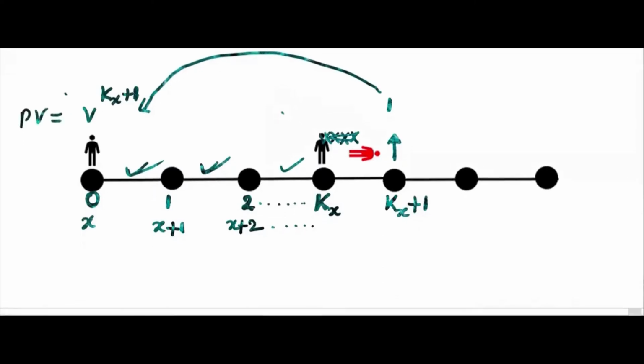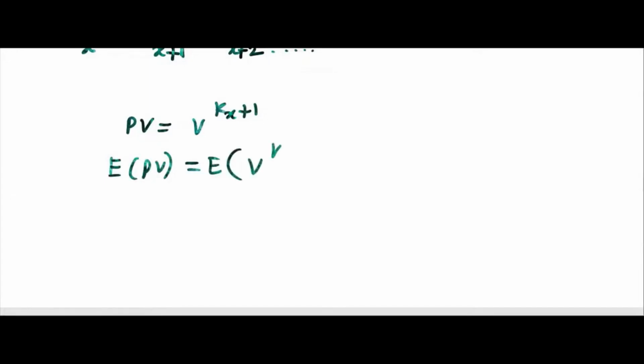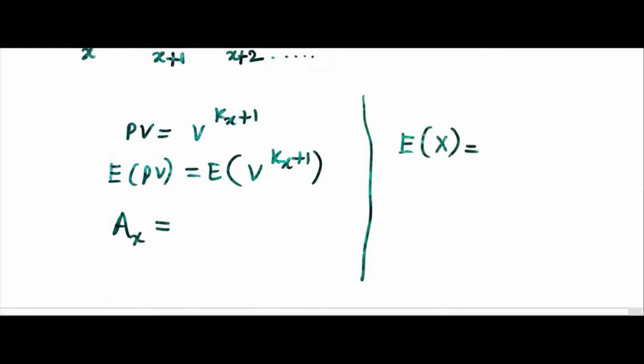Then I have to find the expected present value. Let me write PV. That is v power Kx plus 1. Then I need to find the expected present value. That will be the expectation of v power Kx plus 1, and the notation for this one is Ax. When you find the expected value of something, suppose EX you find, let me write a simple example.